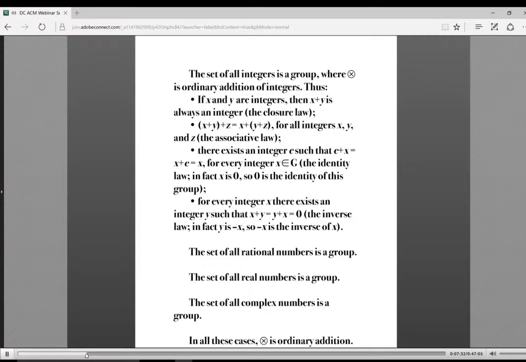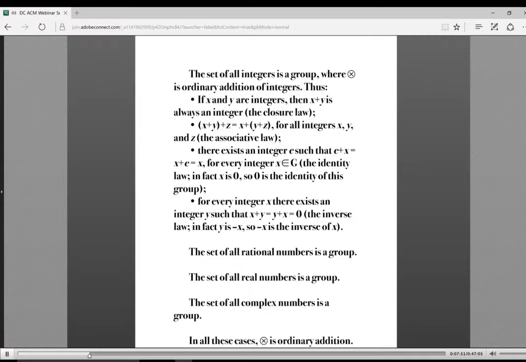And finally, for every integer X, there exists an integer Y such that X plus Y equals Y plus X equals 0. And that's the inverse law. In fact, Y is negative X. So negative X is the inverse of X.